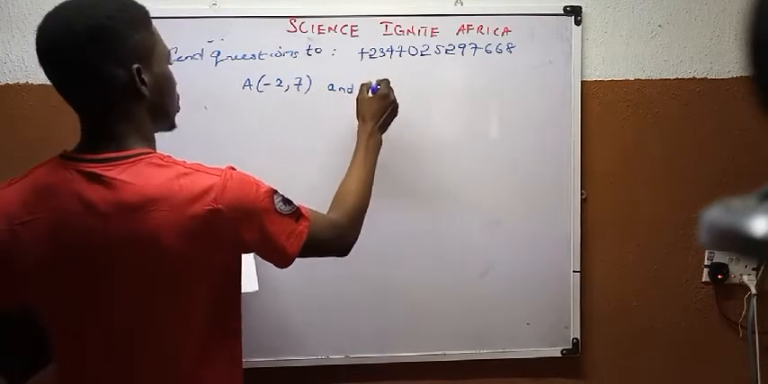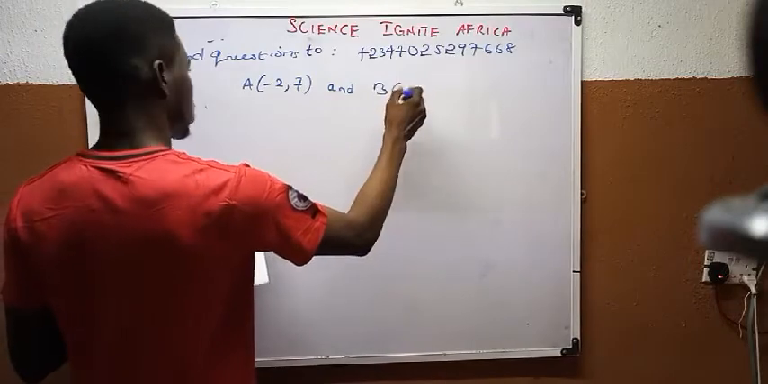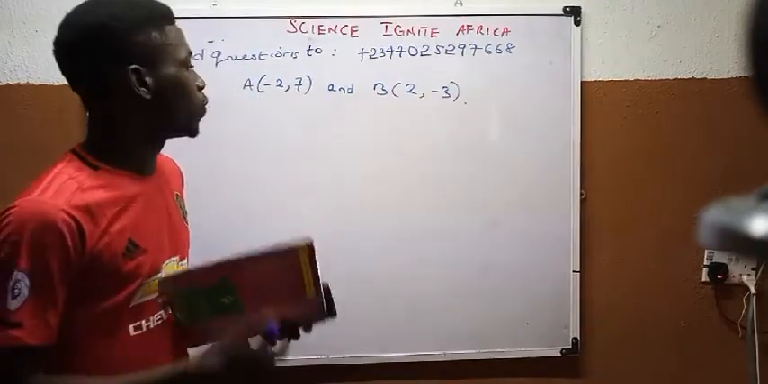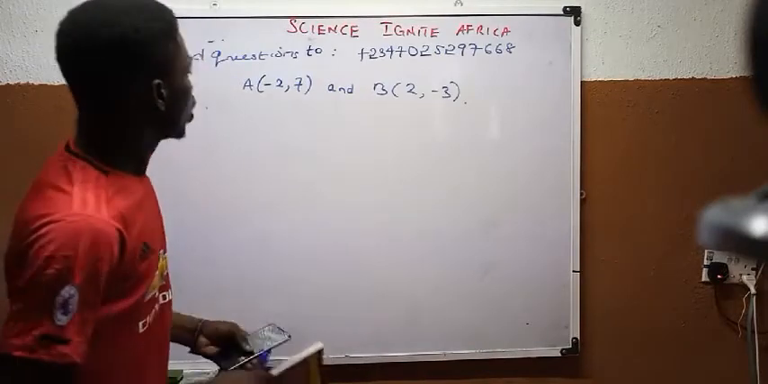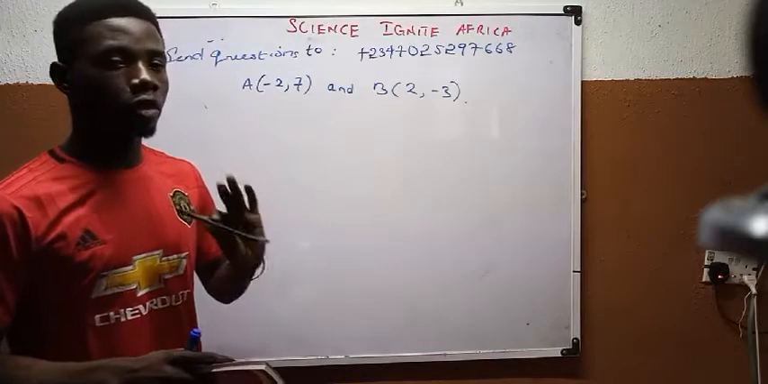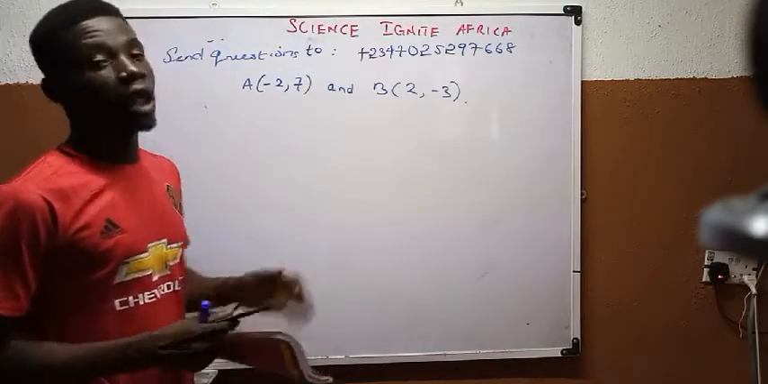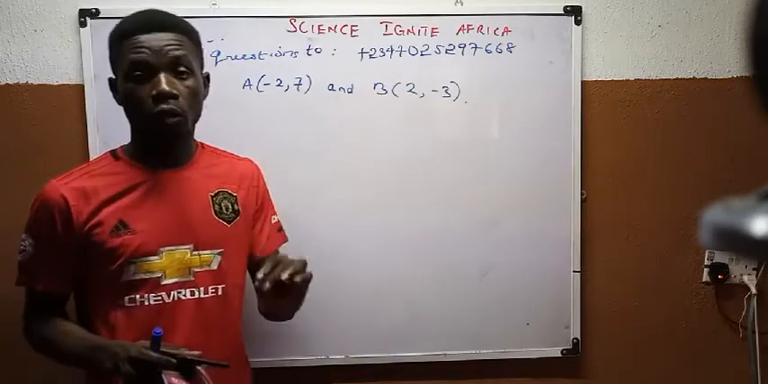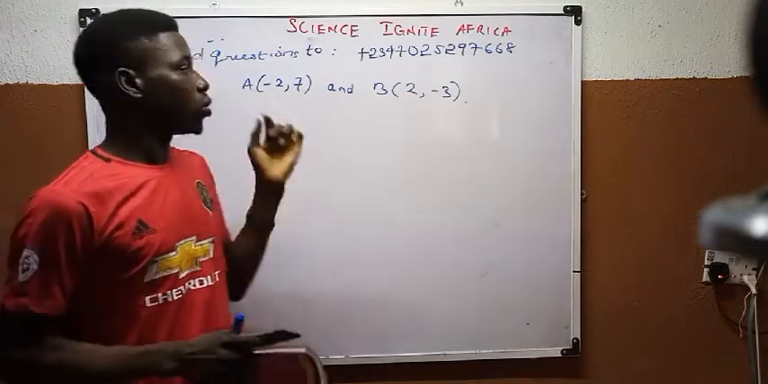and point B, which is 2, minus 3. So we want to find the equation of this line. To find the equation of a line that is joining 2 points, we need some basic things. Before you can find the equation of a line, you need the slope of that line.